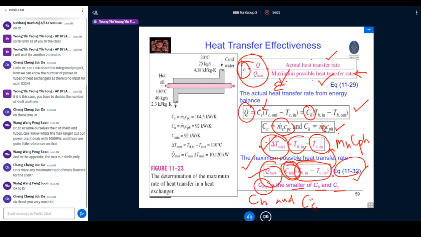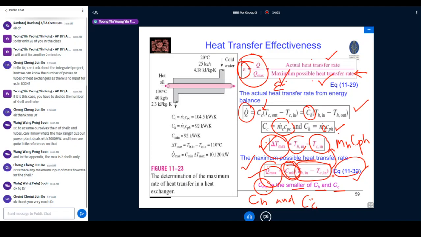Let's say this is a typical effectiveness NTU method problem, the analysis of a heat exchanger by using the effectiveness NTU method, whereby the outlet temperatures are not given, you see, you do not know. But the mass flow rate is given for the hot stream, and the inlet temperature and Cp value as well. Okay. For the cold stream side, also the same. The TC in is given, and then mC, CpC are given.